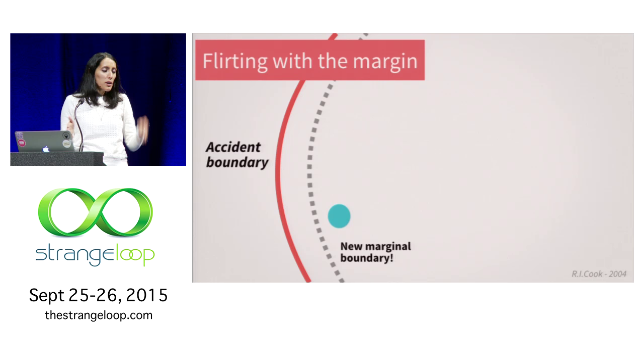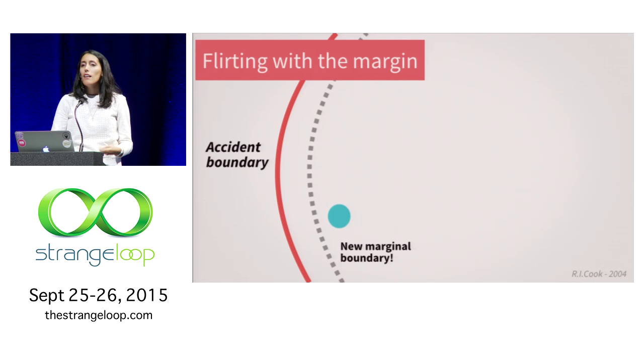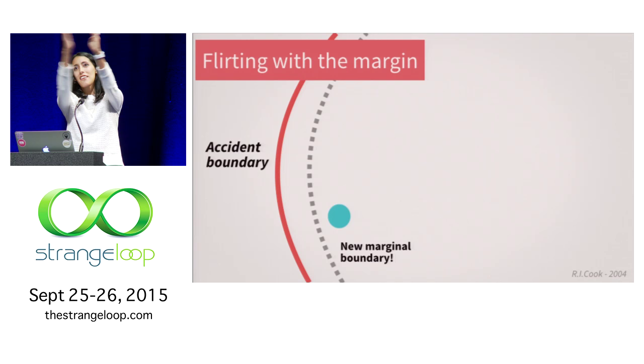So what you're going to fail on is not likely to change, but your closeness to the error is more. You're just much closer to that. Obviously, we have many examples of this, and now I see it everywhere. This talk, for example, is me right next to my accident boundary. Yeah, it's right there.